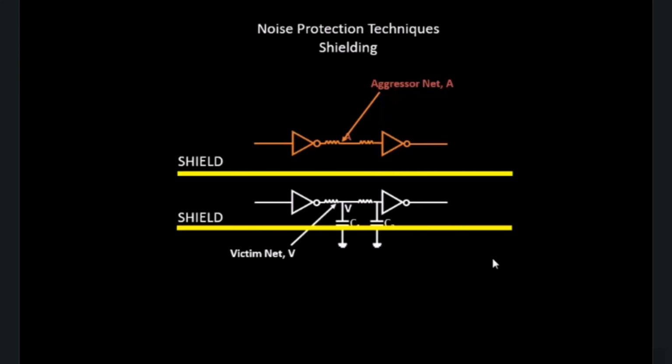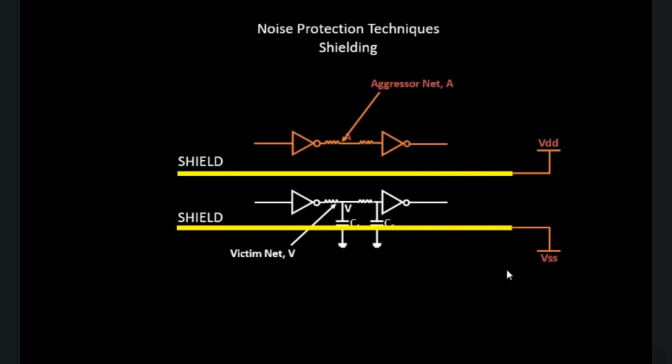Now the shields present over here are just wires. The shields can't be kept floating, because if they are kept floating, the impact of the aggressor switching will be present on the shield itself. So what we do is connect these shields to some logic level. There are different schools of thought for doing this. One school of thought is you connect both shields to VDD, or you connect the shields to ground, to VSS, or you take one of the shields and connect it to VDD and the other one to ground.